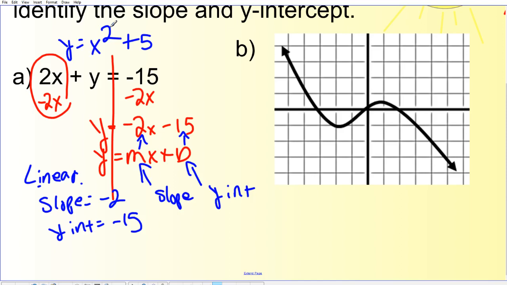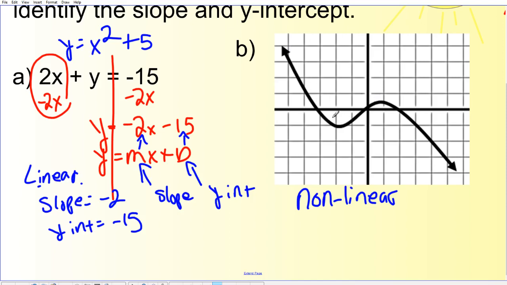Letter B. We're looking at this function here, and we have to decide if it's linear or not. Well, I don't really have to think too hard about this. This is clearly nonlinear, and the reason I know that is it is not a straight line. Nonlinear, not straight. Linear, straight line. So this is not a straight line. It is nonlinear. Done.